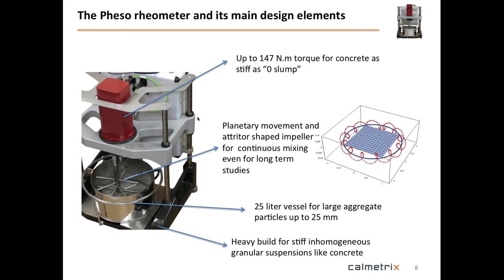And don't get me wrong, on this rheometer, if you wanted to use traditional impellers such as the bobbin cylinder, the plate-on-plate, the vane, we also have those, and you could use those, of course, around the central axis, no problem. But as a real concrete rheometer for long-term studies, we would use this attritus impeller in a planetary movement.